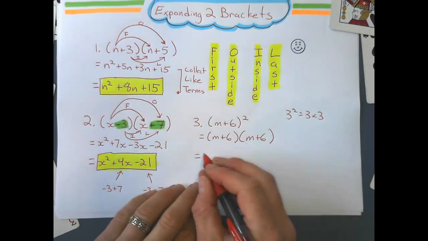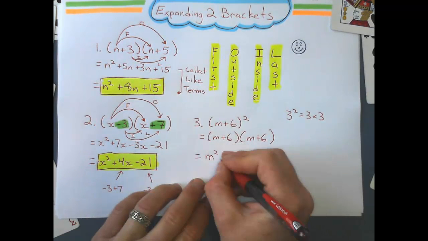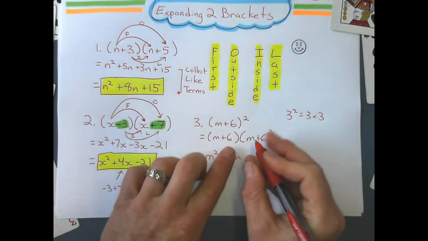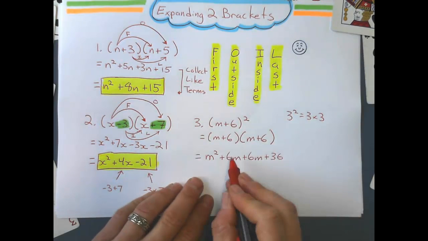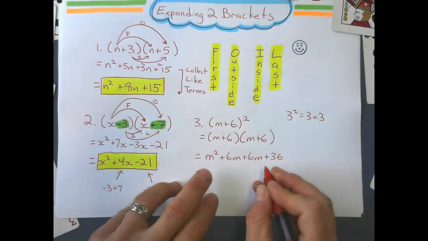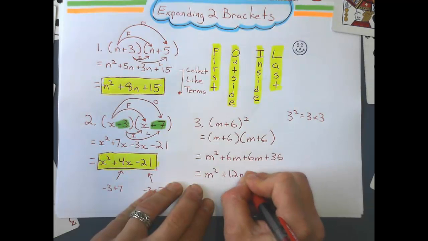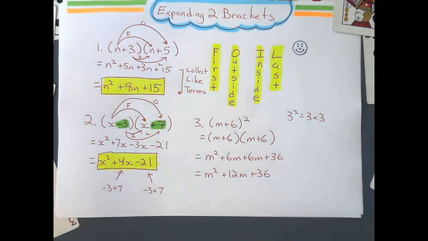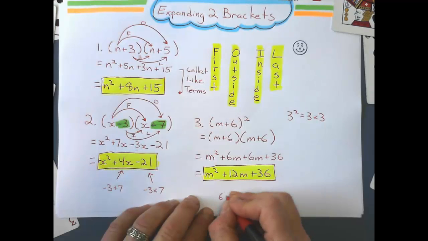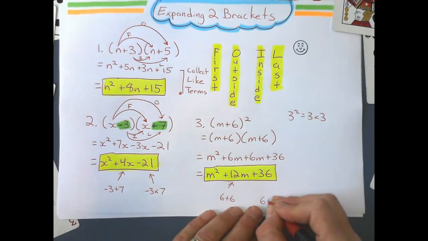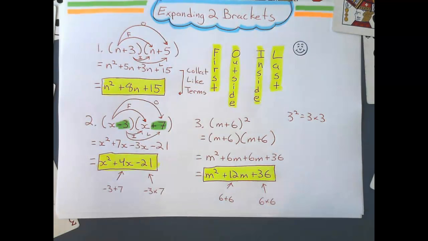I'm not going to do the arrows this time because that might be too confusing and I don't have enough room. First is m squared. Outside is positive 6m. Inside is another positive 6m. And the last is 36. Remember, each time we do that, we're multiplying. Now we collect like terms, which will be in the middle. 6m plus 6m is 12m. And we can check that trick I did over there. Yep, 6 plus 6 equals 12, and 6 times 6 equals 36. So that works the same here as it did over there.